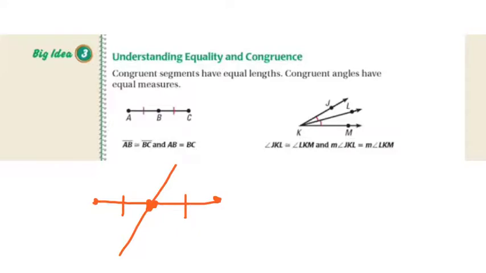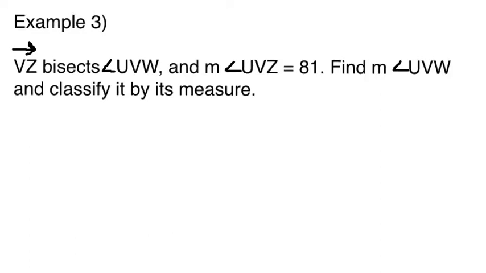Same thing with an angle. If we have an angle with an angle bisector, that just means that it is splitting up that bigger angle into two congruent angles. A quick example with angle bisectors, we're given that ray VZ bisects angle UVW, and the measure of angle UVZ is 81 degrees. We want to find the measure of angle UVW and classify it by its measure.